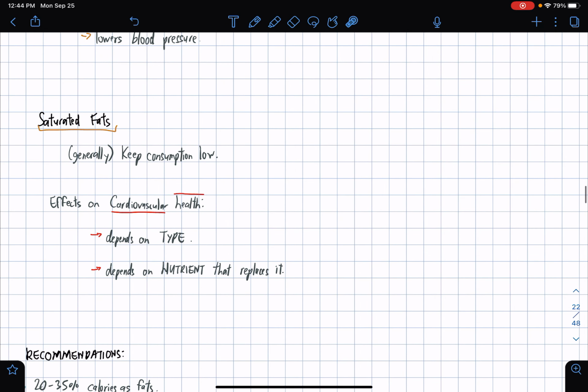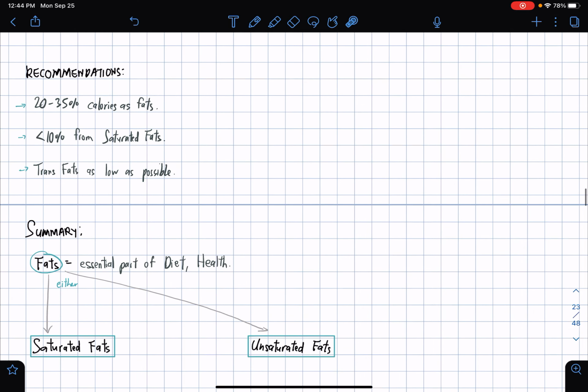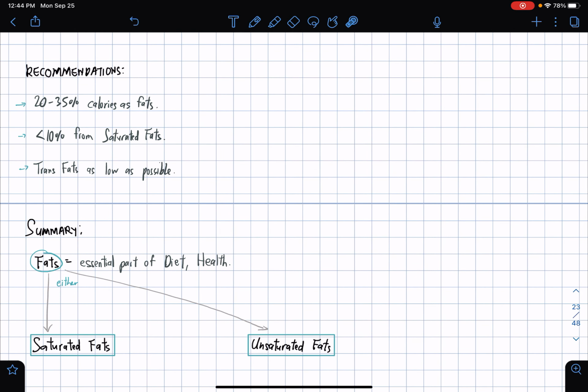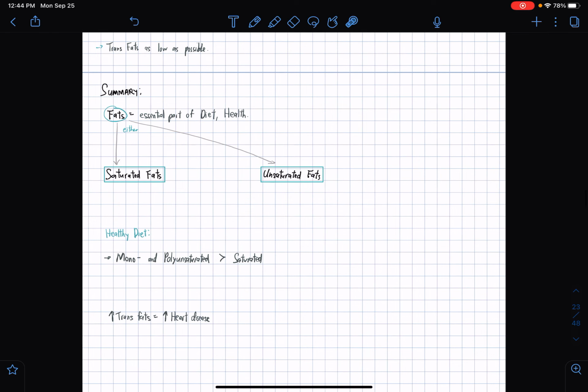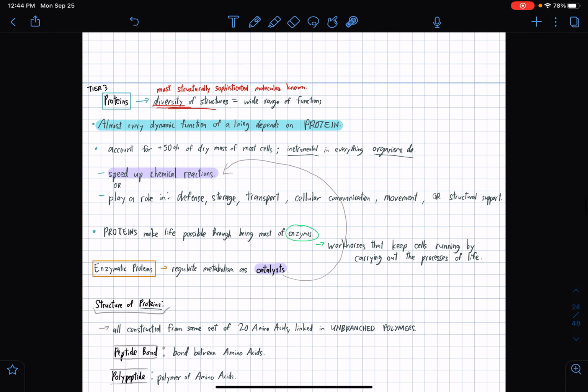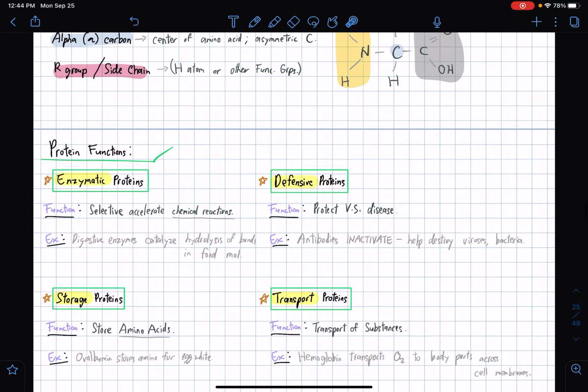For saturated fats, they generally keep consumption low, and the effects on cardiovascular health basically depend on type and the nutrient that replaces it. For recommendations, we have the following: 20 to 35% of calories as fats, and less than 10% from saturated fats. You consume trans fats as low as possible. So yeah, that's it. Next video, we'll be discussing proteins.